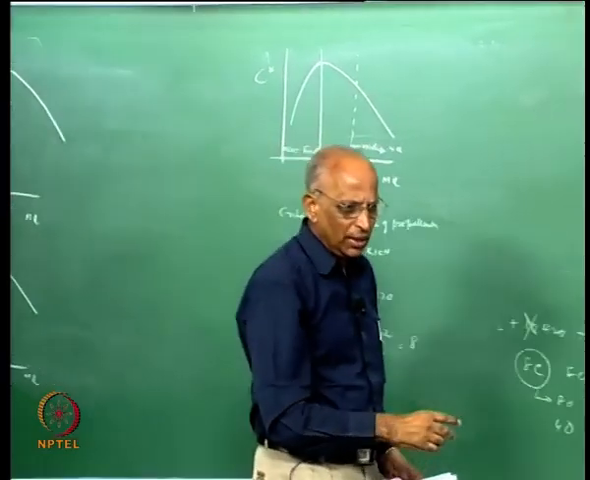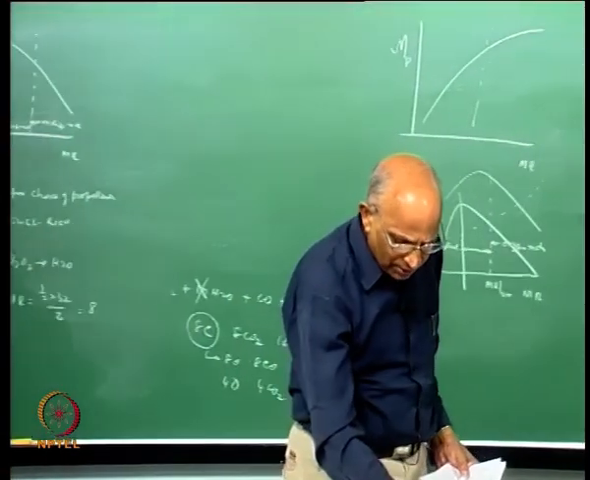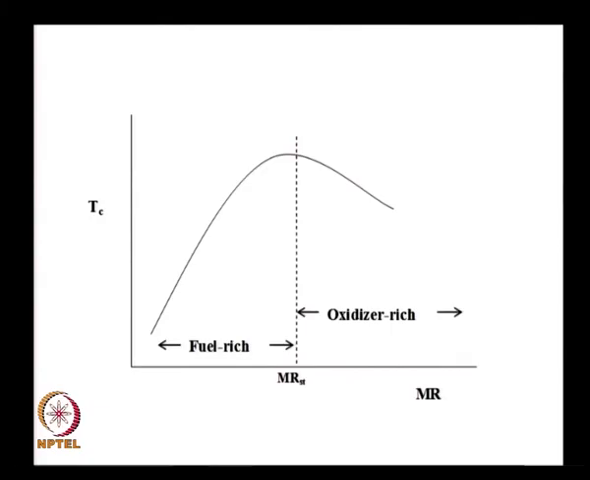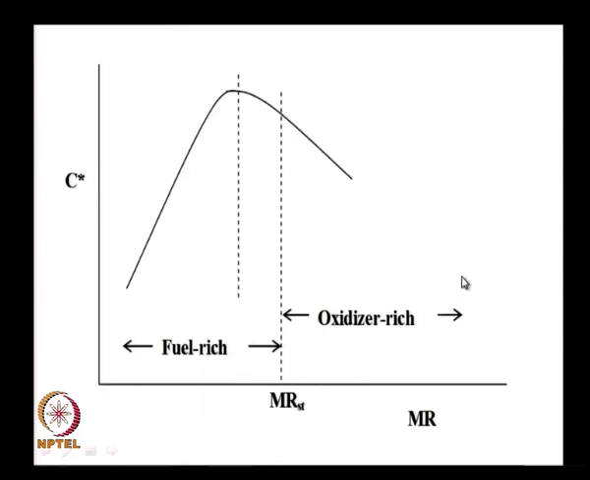I will just go through the slides on this before I stop this class. Maybe in the next class we will take a look. As you see, the temperature is slightly higher on the fuel rich side than on the oxidizer rich side, and you also see therefore that C star is higher on the fuel rich side compared to the oxidizer rich side.